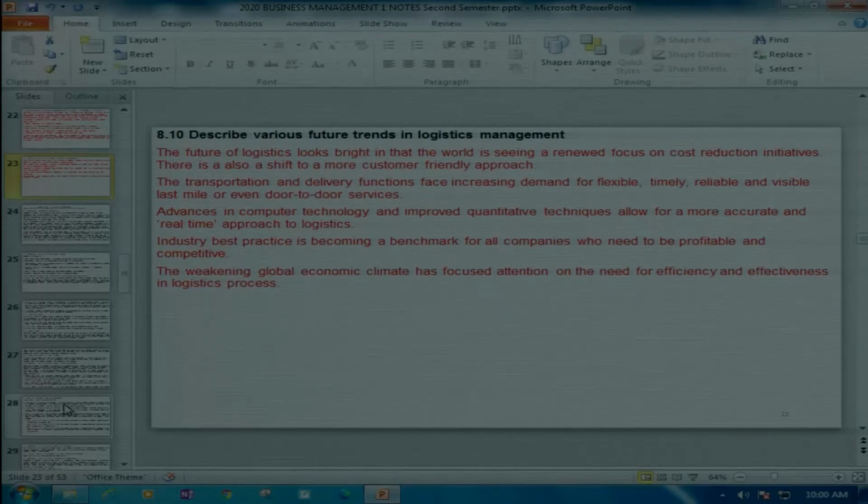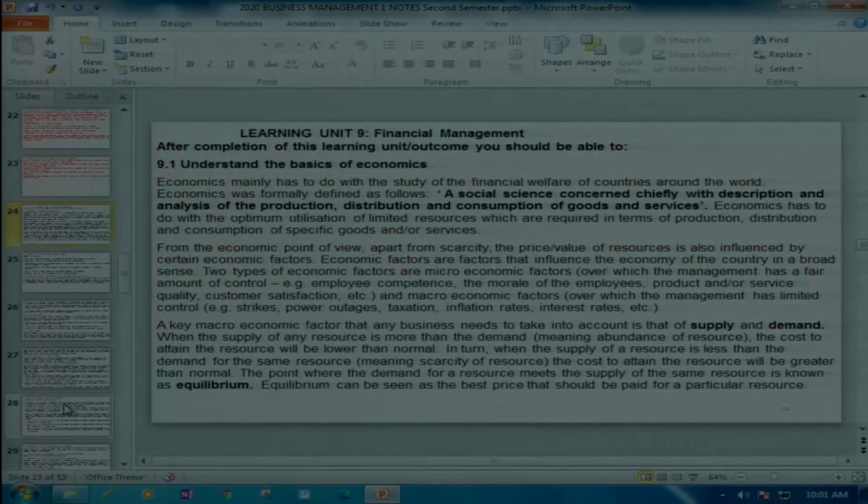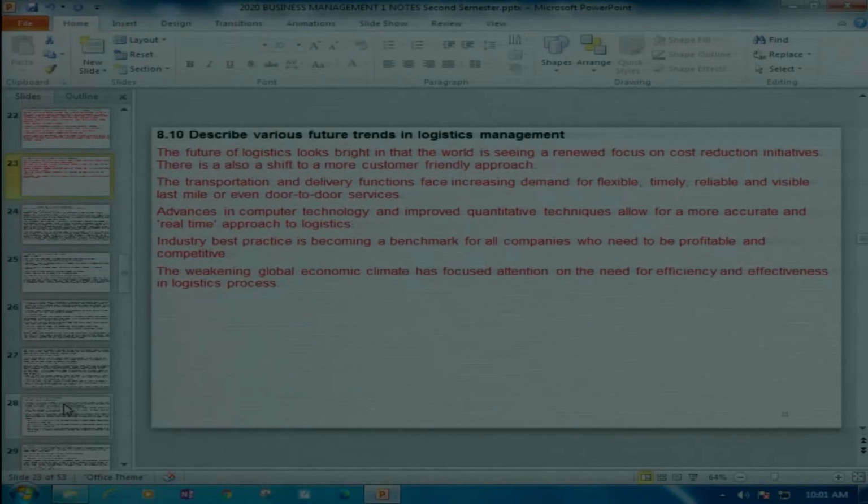Advances in computer technology and improved quantitative techniques allow for a more accurate and real-time approach to logistics. Industry best practice is becoming a benchmark for all companies who need to be profitable and competitive. The weakening global economic climate has focused attention on the need for efficiency and effectiveness in logistics process. That is the end of learning unit number 8.